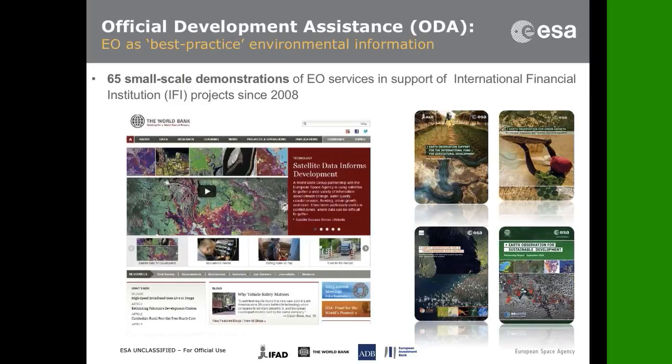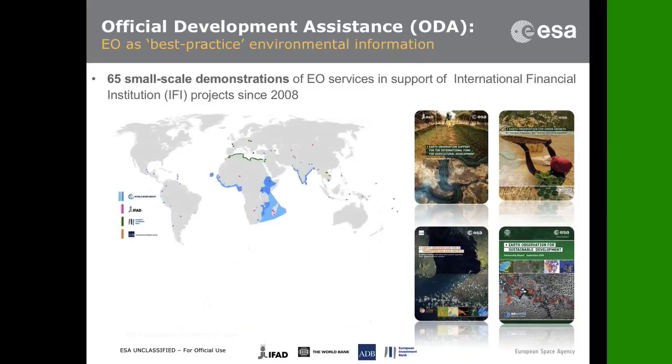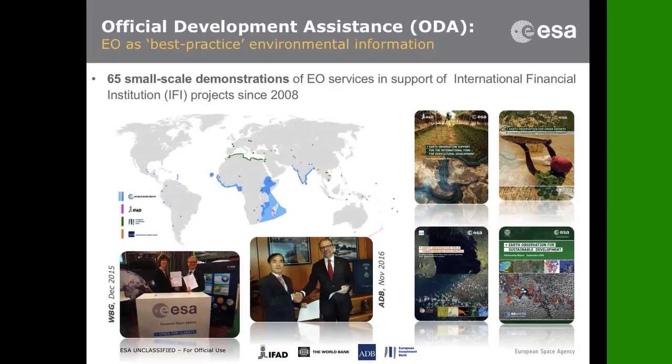ESA and the Bank have worked together for quite a couple of years already. It started in 2008. We had a lot of small-scale demonstration projects about the use of Earth observation data and services in World Bank operations. We also work with other international financial institutions. But at some point, we really came to the conclusion it's enough. The value has been demonstrated. We now need to scale it up. And so in Paris at the climate conference, ESA and the World Bank signed a new MOU at the highest senior management level. And we now work strategically together not on small-scale projects anymore, but on large-scale engagement. And we did the same with the Asian Development Bank just last year.